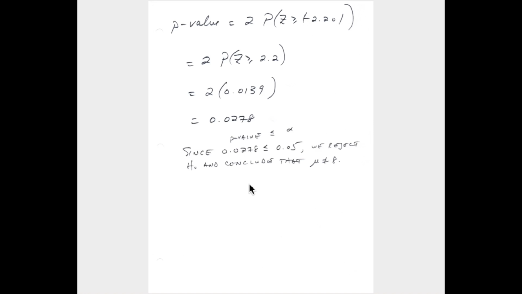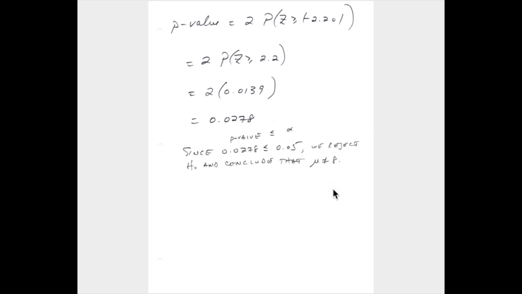In that sense, you'll draw the same conclusion whether you use the p-value method or the test statistic rejection region method. But we do need to know how to calculate p-values, how to interpret p-values, and how to use p-values in drawing conclusions in the context of a hypothesis test. And that's what we're looking at here.